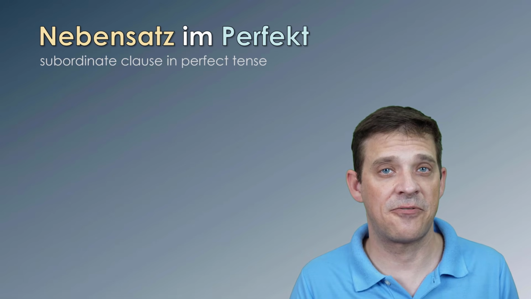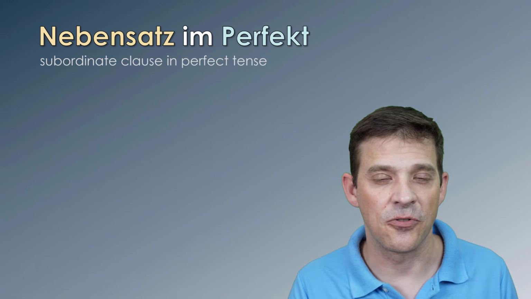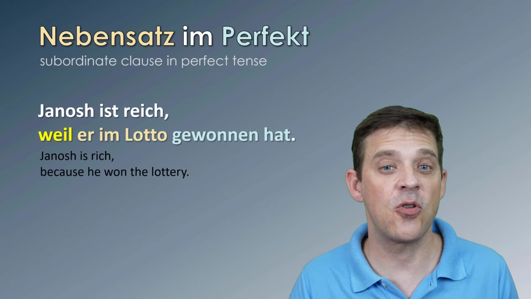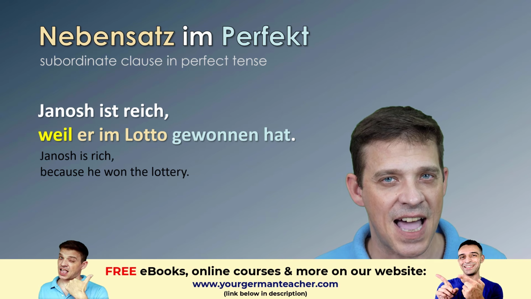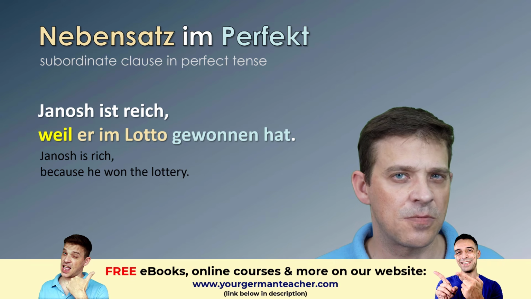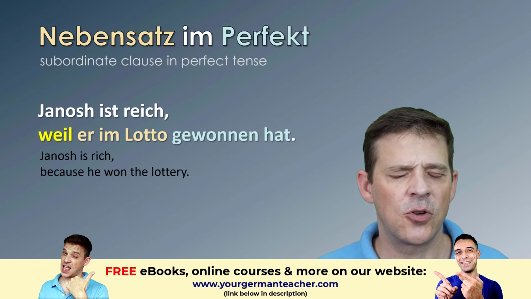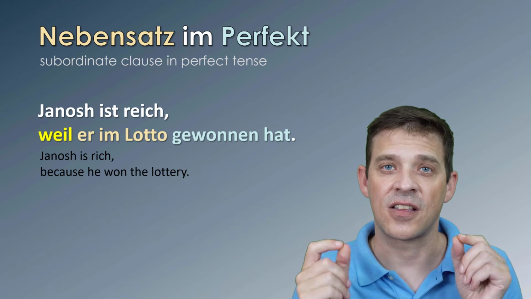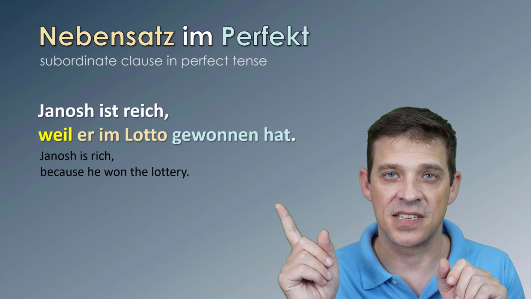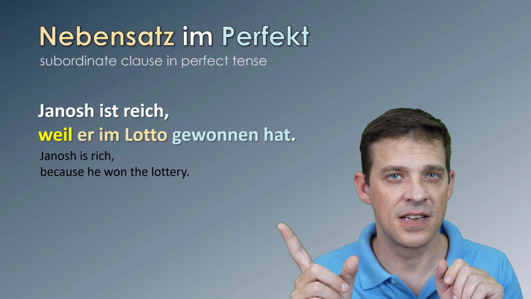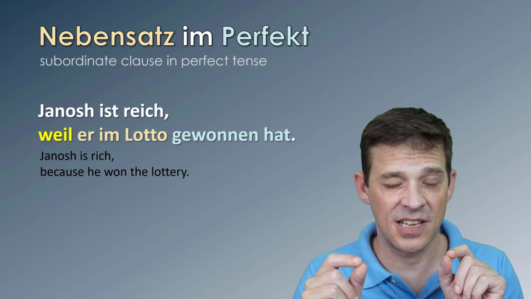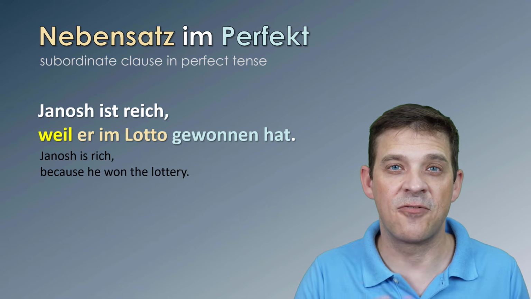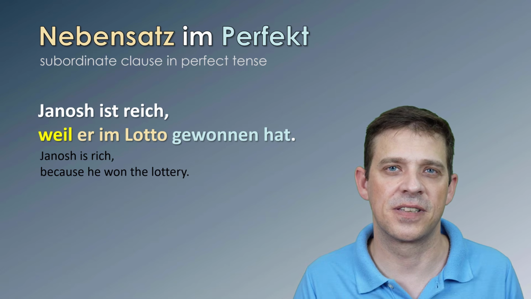Nächste Situation, Perfekt. Nebensatz im Perfekt, present perfect tense. Das Beispiel: Janosch ist reich, weil er im Lotto gewonnen hat. Janosch is rich because he won the lottery. Weil er im Lotto gewonnen hat, ist der Nebensatz. Das konjugierte Verb ist hat. The auxiliary verb, in this case haben, in present perfect tense is always the conjugated verb. Therefore, this hat is at the end. Das Partizip 2, gewonnen, right in front of it.